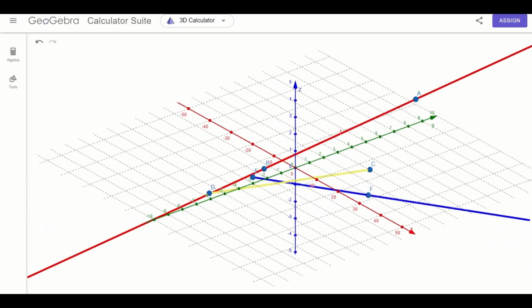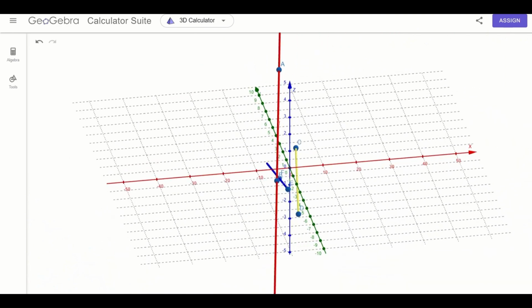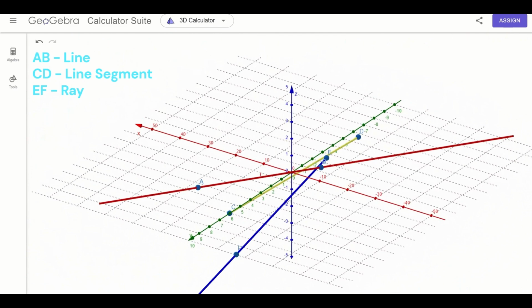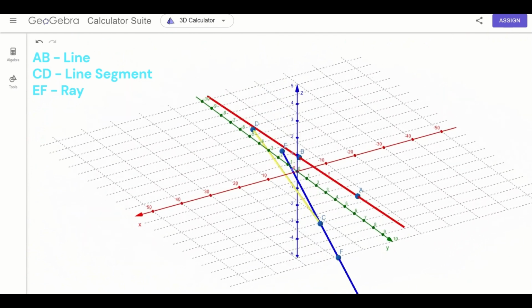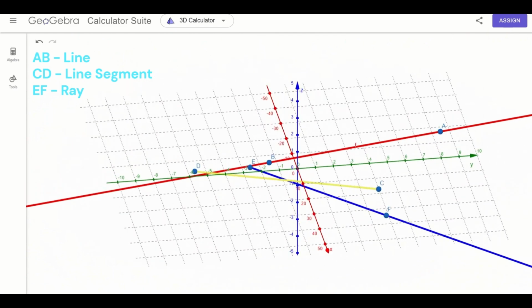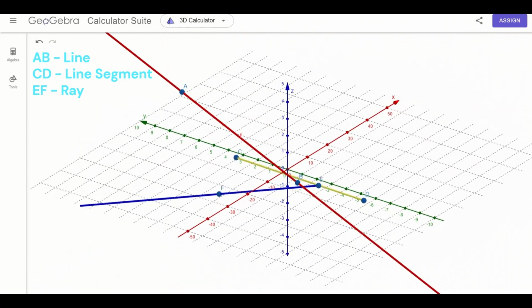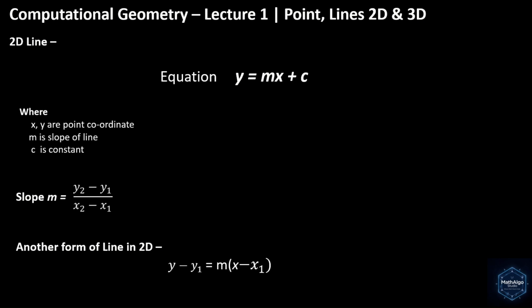This figure shows the three-dimensional visualization of lines. AB represents a line, CD represents a line segment, and EF represents a ray, which has one endpoint and extends toward infinity. Now let's move to the mathematical representation of a line in two-dimensional space.